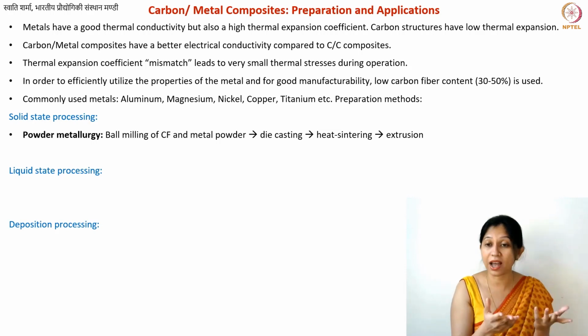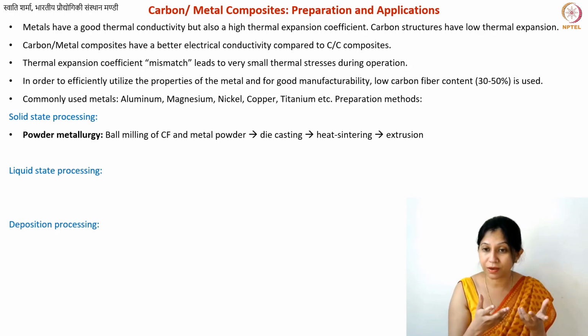If you want to go to higher temperatures, that would depend on your metal. If you want to go to very high temperatures, then you have to accordingly choose the material of your die. You can even choose a graphite die. Typically, a steel die would work. Okay, so now you perform the heat sintering, and then with that mixture, you can even perform extrusion.